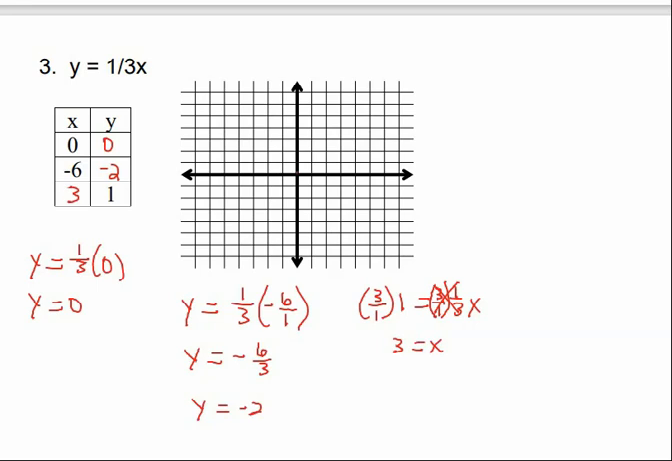Okay, so let's plot these points. 0, 0, that's right in the center at the origin. Negative 6, negative 2, I'm going to go to the left, 1, 2, 3, 4, 5, 6, and then down 1, 2. And then 3, 1, I'm going to the right, 1, 2, 3, and up 1. And then connect my dots. And one thing I forgot to point out is anytime we're drawing a line, you should always put arrows at the ends because our line doesn't stop, and that's showing that it continues. So make sure you put arrows at the end of your line when you're graphing a line.